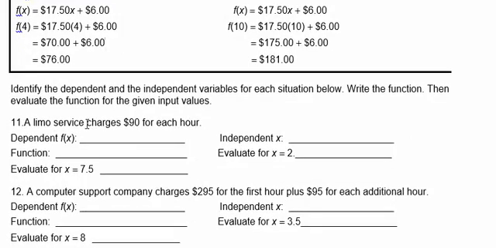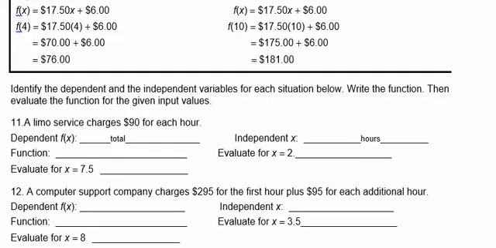Alright, so here's one: a limo service charges $90 per hour. So the dependent is the total cost. So that's what you're supposed to write here. The total cost of the limo depends on the hours. That makes sense. It's $90 per hour.